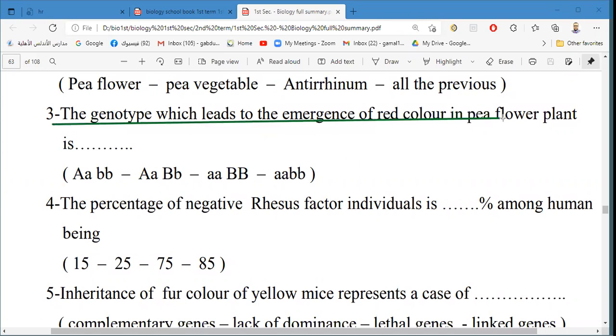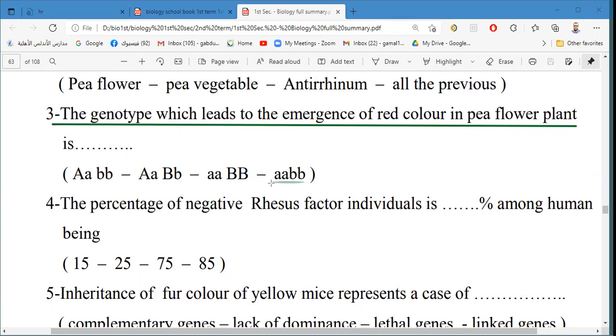The genotype which leads to the emergence of a red color in pea flower. Which one is red? A capital A small, B small B small; A capital A small, B capital B small; A small A small, B capital B capital; A small A small, B small B small. Which one is red? This one? Are you sure?